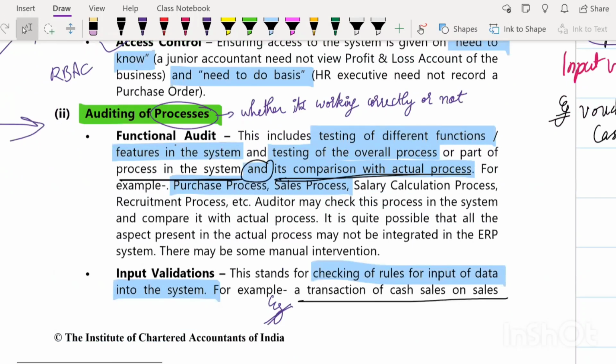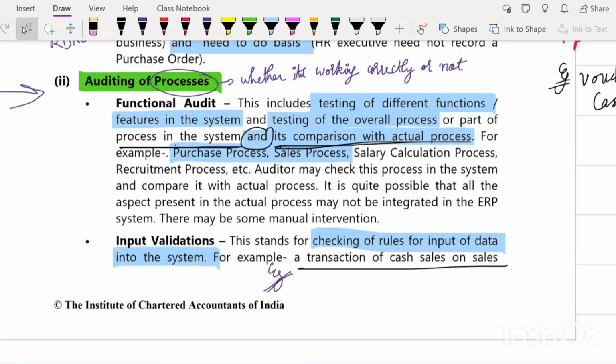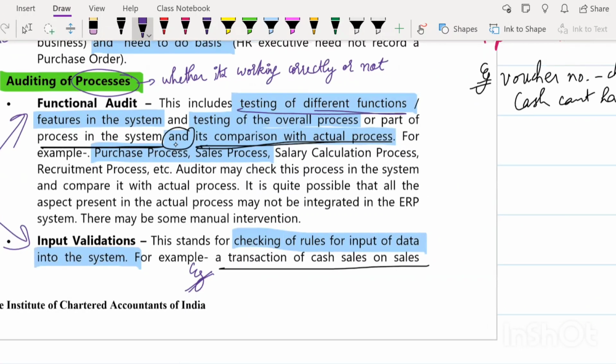Next is when you're auditing the process. When you're auditing the process also, you have two aspects to keep in mind. One is functional audit, whether all the functions and modules that are there in the ERP are working properly or not. So you have to test the different modules in the ERP, and also test the working of the overall ERP, whether it is proper or not. And you have to also check whether the actual process is as per the standard working process of ERP or not.